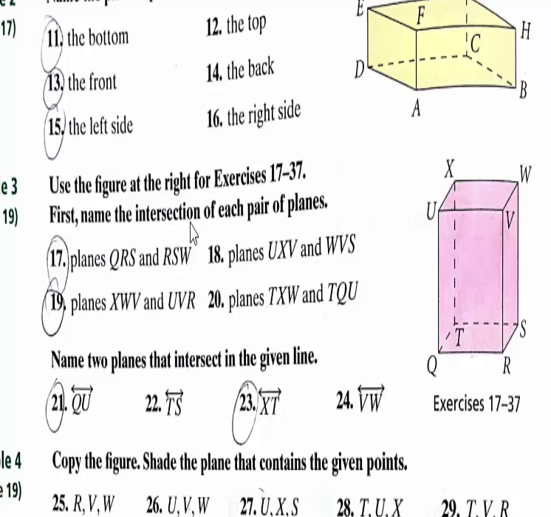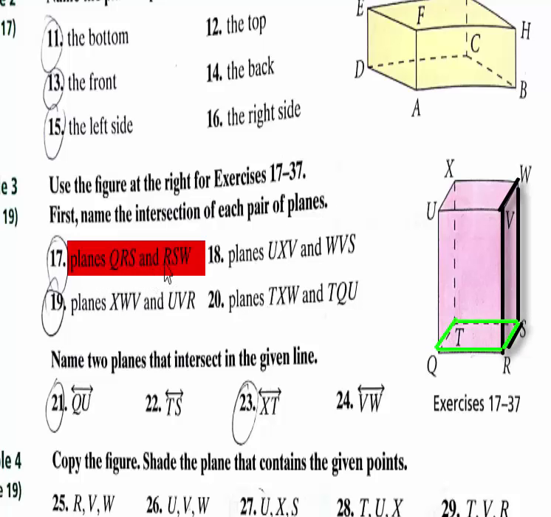So if you look at number 17, planes QRS and plane RSW. QRS you can think of as the bottom of the box, and plane RSW you can think of as the right side of the box. The bottom of the box and the right side of the box are going to intersect at this edge, which is line RS or line SR.